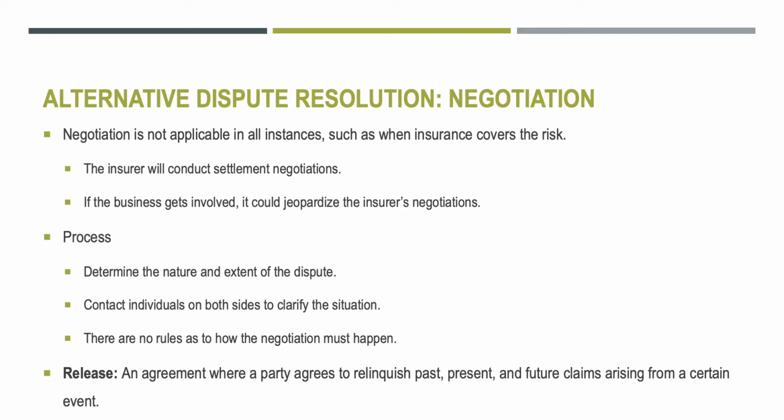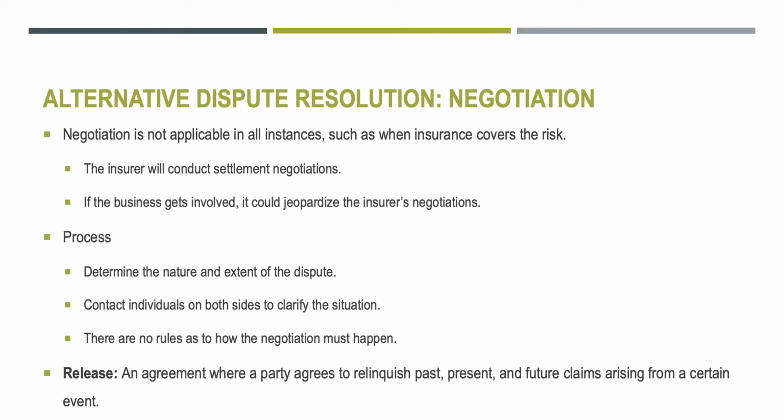If it is determined that negotiation is appropriate in this situation, there's really no rules as to how the negotiation takes place. It can be formal or it can be really informal. It usually starts by first determining the nature and the extent of the dispute. And so the parties look at, what is the impact of this dispute? What is the severity? Is this something that we can handle ourselves? After that, the two parties come together to discuss the dispute. And the intent here is to find a mutually acceptable solution.